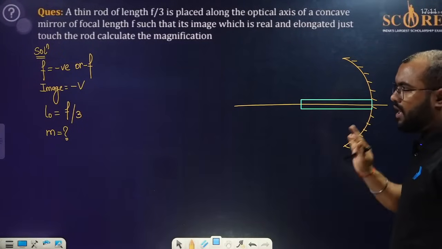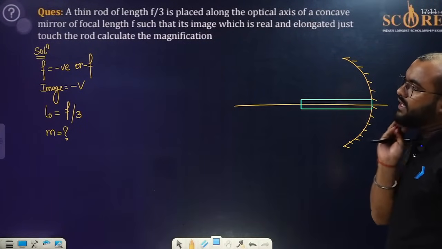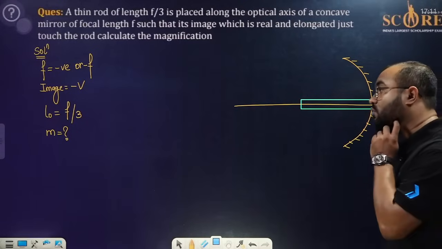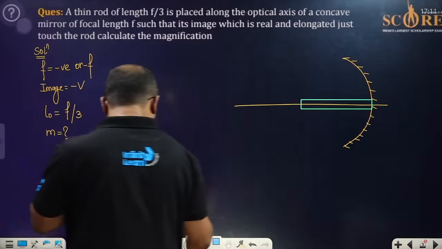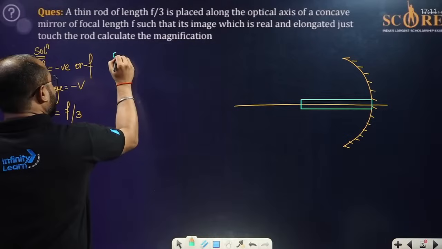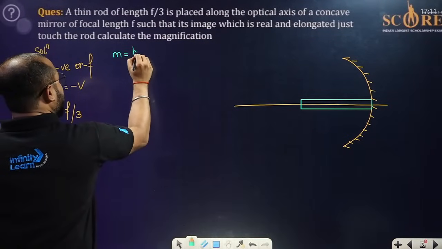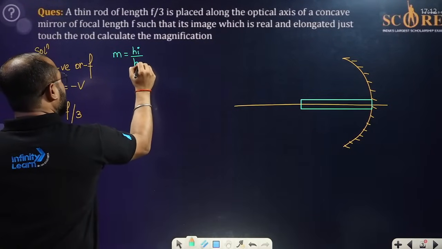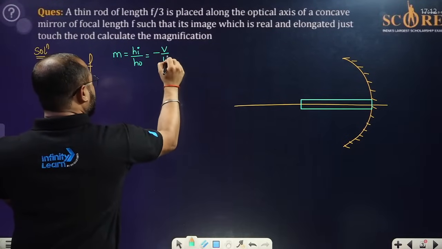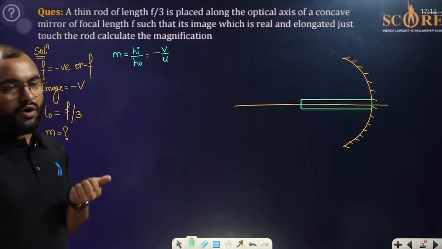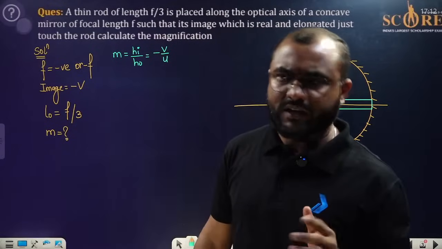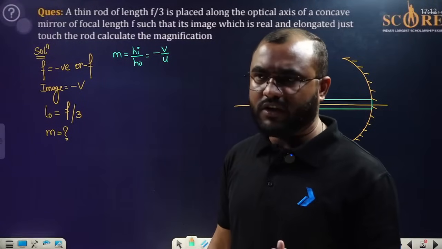In this type of question, we have to find out the magnification. If you remember the formula for the magnification, everyone, magnification is the height of the image by the height of the object, which equals overall negative v by u. That is the formula. Either you need object distance, image distance, or height of the image or height of the object. Then only you can find out the magnification factor.